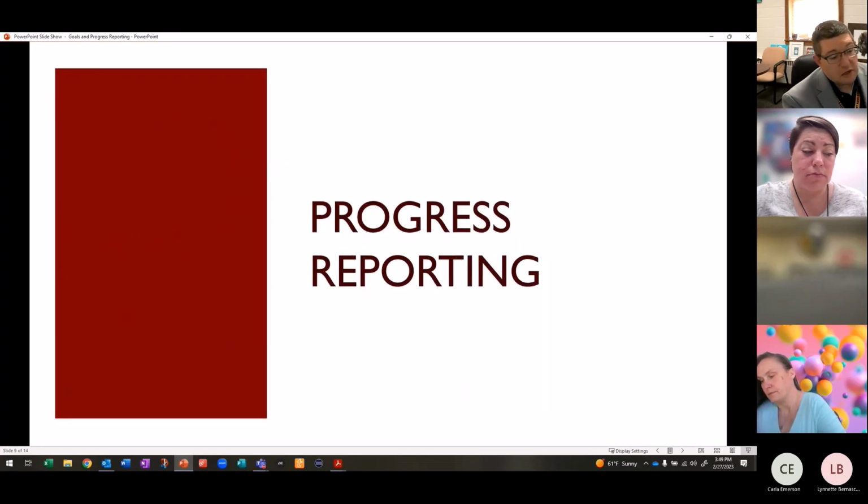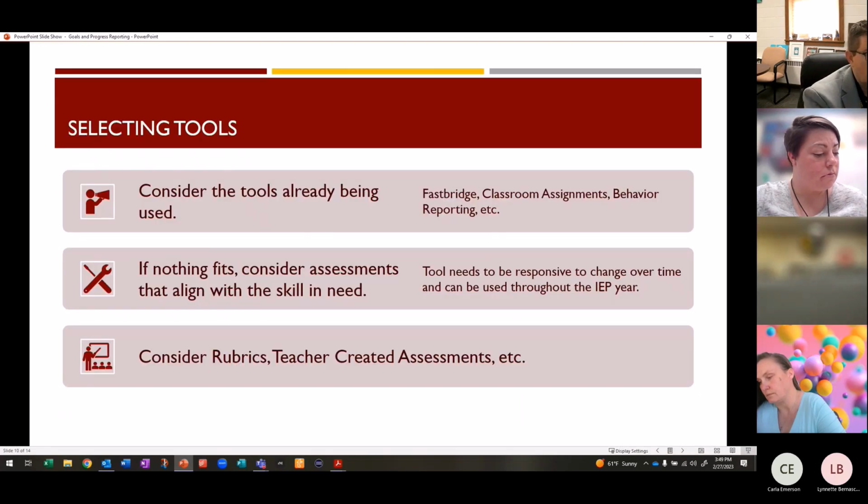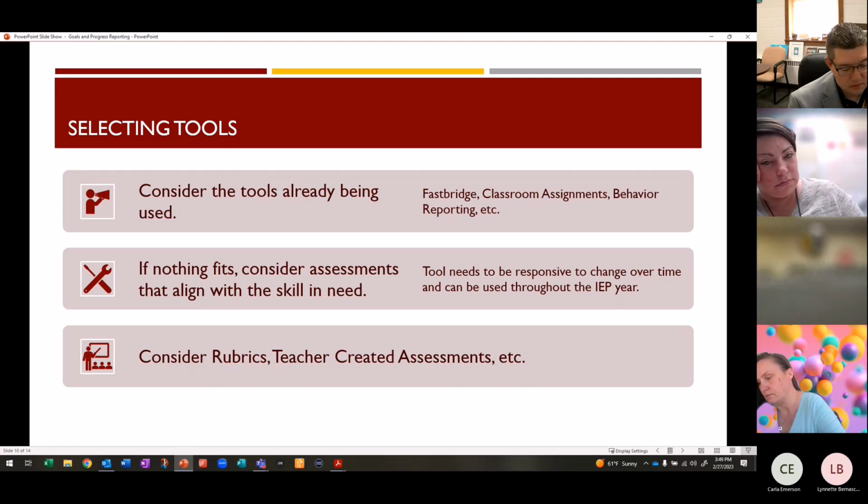Okay, so after you've written the goal, you've gotten through the IEP, now we're getting to those quarterly points where we have to report progress. When we're selecting the tools for progress monitoring, of course, as you're writing goals, you want to be thinking of the tools that you will be able to use to support measuring that goal.